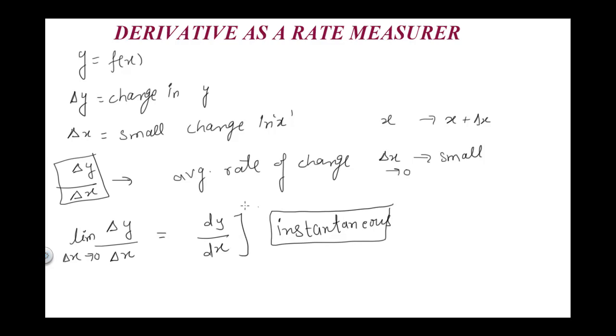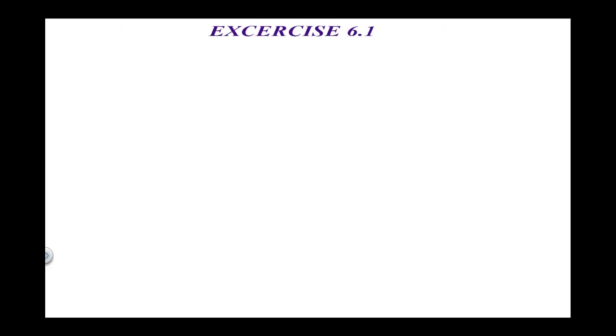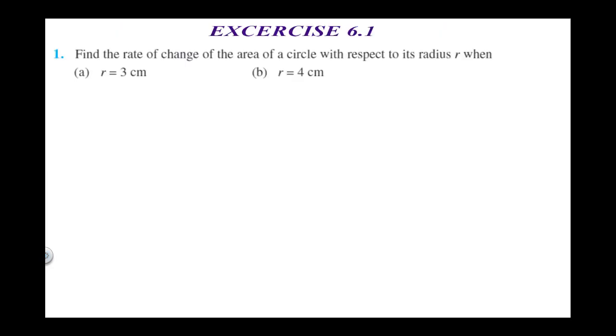Clear? Let us apply this to the questions and see how derivative works in measuring the rate, or the application of derivative. So let us start with exercise 6.1. Here comes question number 1. In question number 1, we have to find the rate of change of area of a circle with respect to its radius. That means we have to differentiate area with respect to radius, right? So dA upon dr represents rate of change of area with respect to radius.